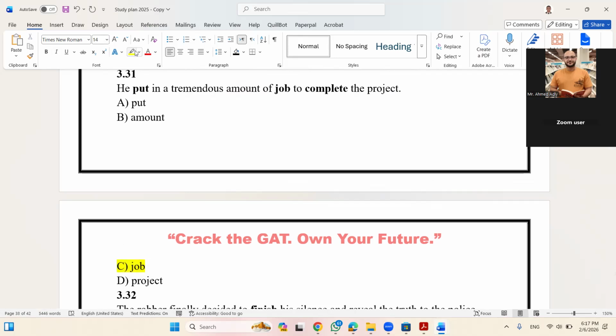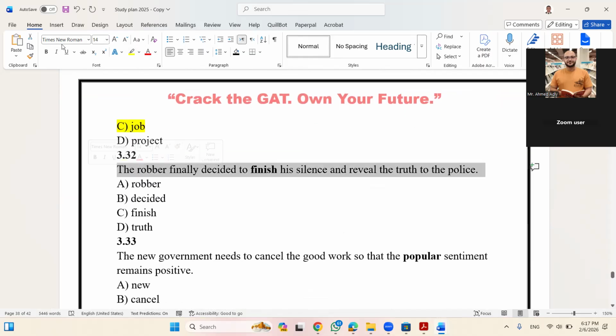What is the difference between job and work? A job is the name of the work that you're doing. For example, a doctor is a job. A teacher is a job. But work refers to the effort that you're making. Or sometimes the word work refers to the place. I'll go to work. Clear? All right.